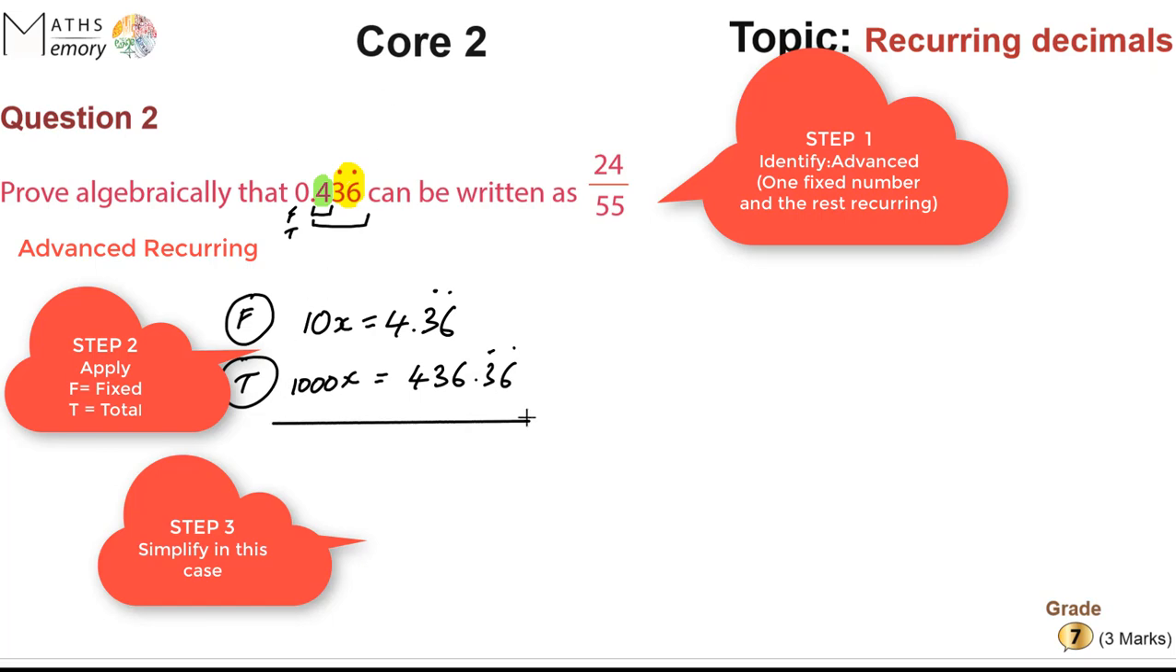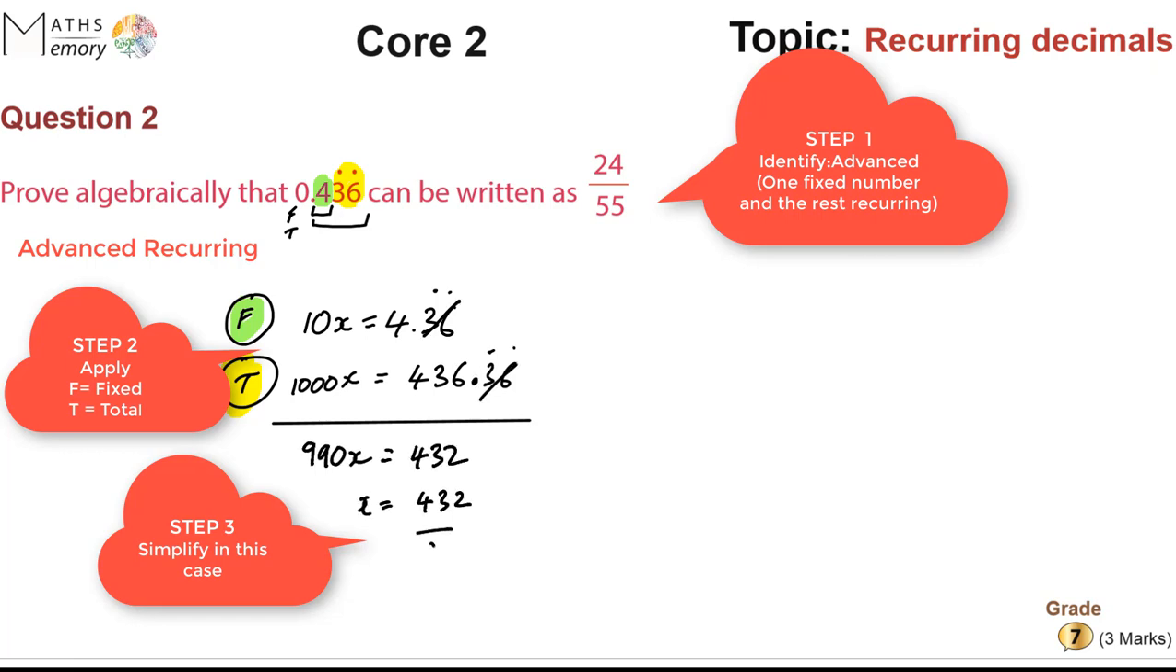Now we take one away from the other, bottom take away top. Let's just put a little green sign over here and a yellow one, just to make sure you understand the different key for the first time hitting this advanced recurring decimal. Let's take away them from each other. So 1000x take away 10x, 990x. And we take away this from this, we get 432. Notice the way that after the decimal, we have a nice recurring bit, so we can cancel them out. Always look for that.